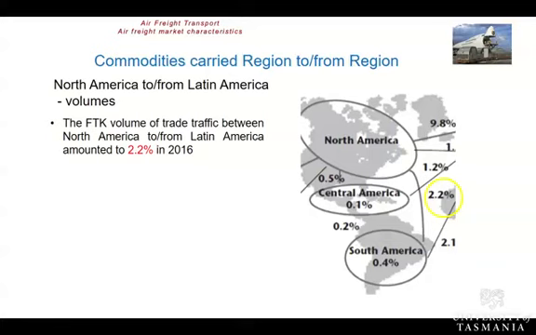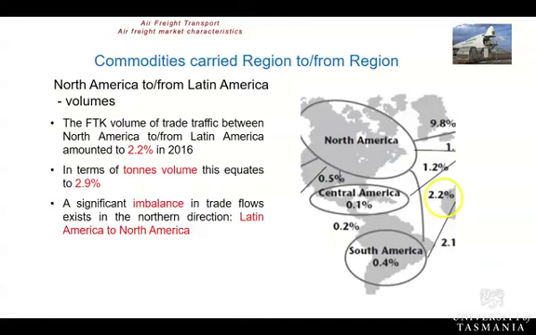Okay, so a new region, we haven't looked at this before, North America to Latin America, around a bit over 2%, a little bit more than is moving around Europe. Tonnage, relatively small. What that's suggesting is that perhaps most of the movement is going to be in passenger aircraft rather than freighter aircraft. And there's a significant imbalance in favour of Latin America.